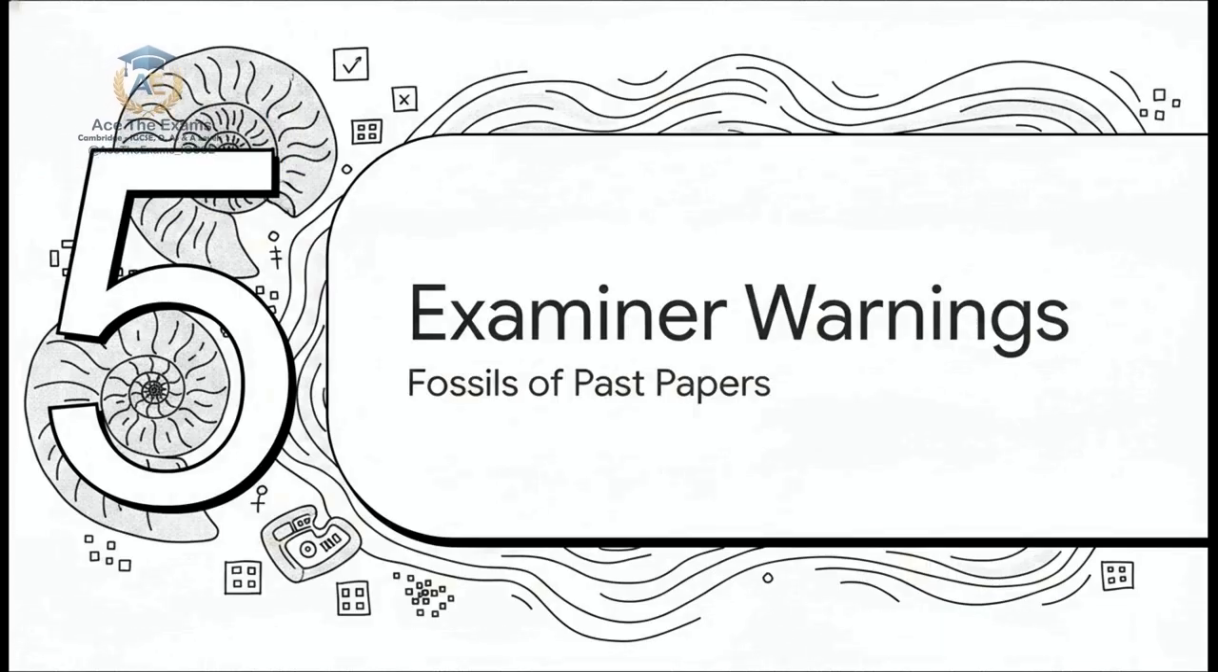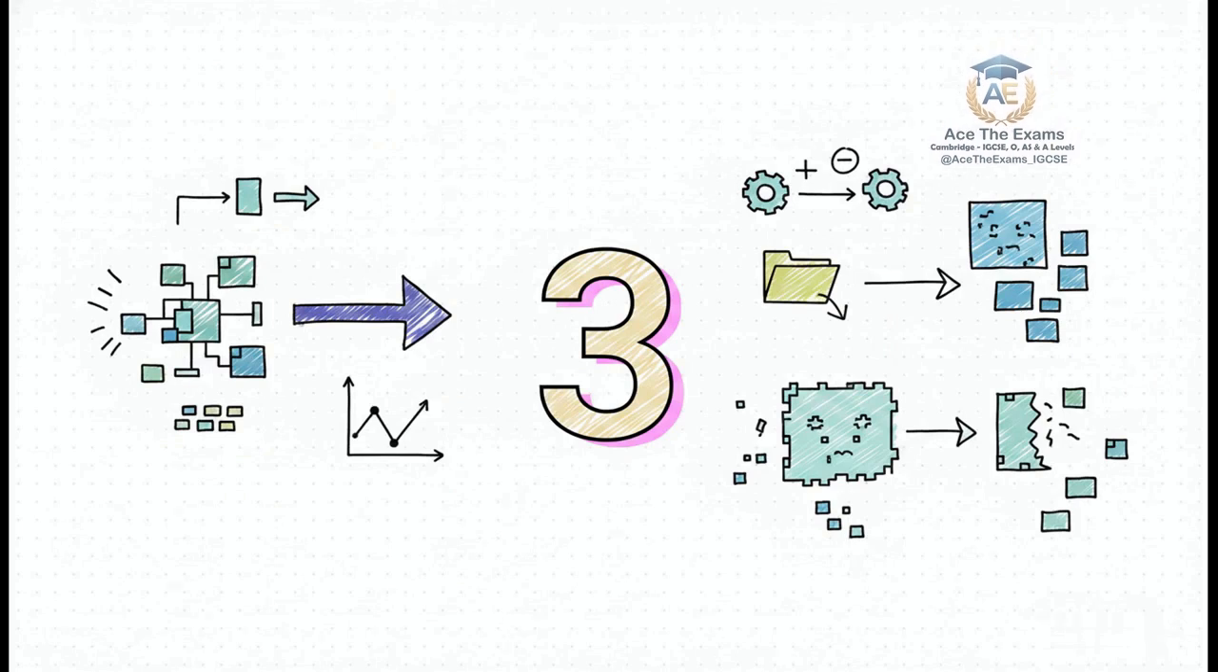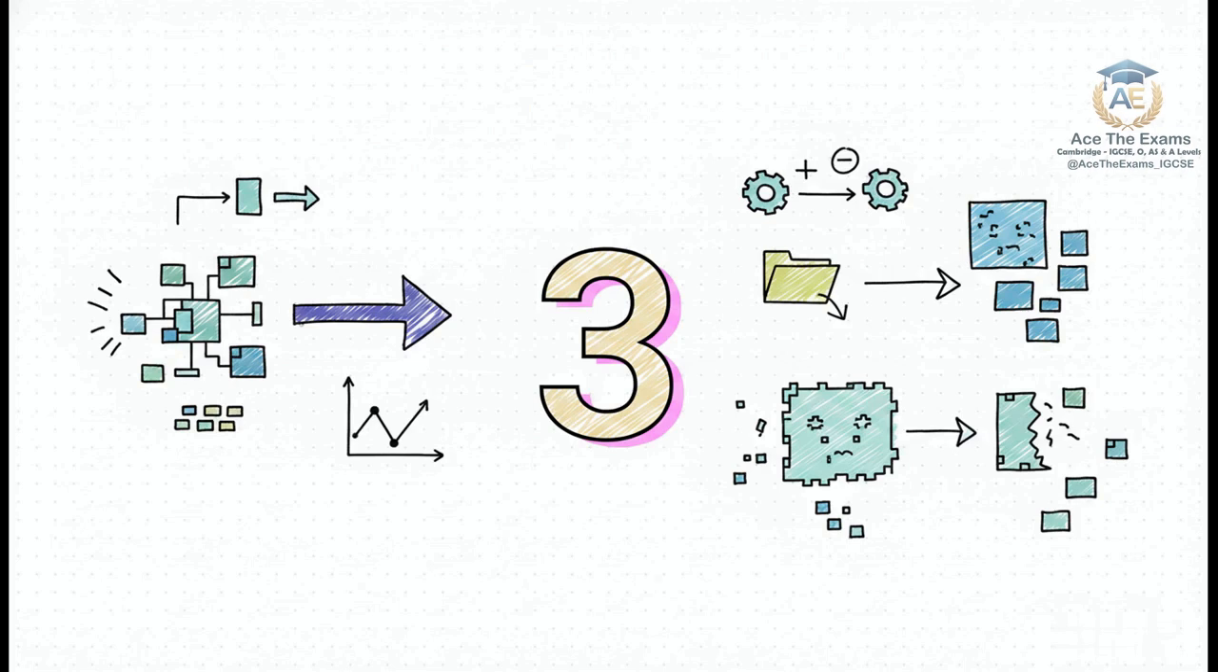Section 5. Top Examiner Warnings, the fossils of past papers. Now, we are transitioning to the absolute most critical part of our entire dig today. We are going to analyze the remains of past mistakes. And listen, these aren't just my opinions. These are direct, literal quotes pulled from the principal examiner reports. These are the fatal traps that thousands of smart students fall into every single year. Let's start the countdown of the top 3 fatal mistakes.